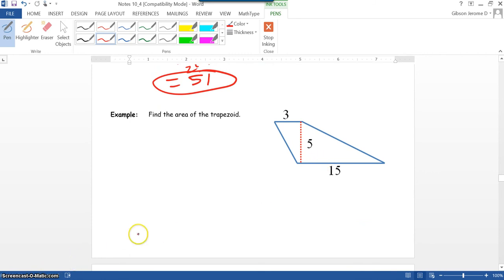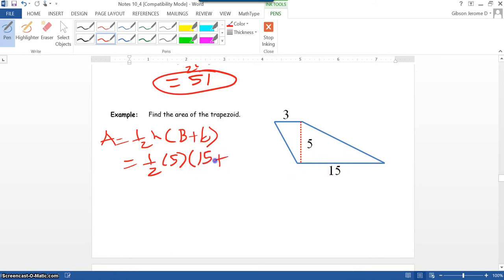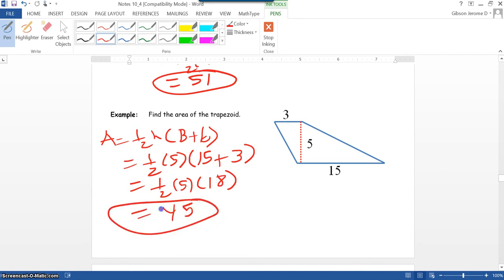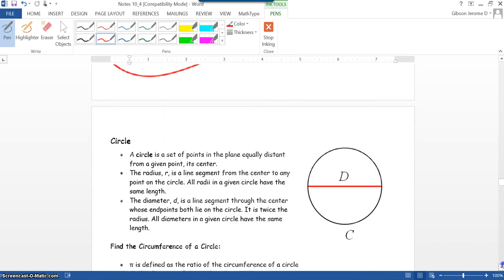Now, it says find the area of this trapezoid. Okay, now, this is what we would need to do. We still need to do the same formula. Half of the height times uppercase B plus lowercase b. The height here is 5. Uppercase B would be 15. And lowercase b is 3. So it would be 1/2 times 5 times 18, which would be 45. So your area here would be 45. Now, we go to the next page.